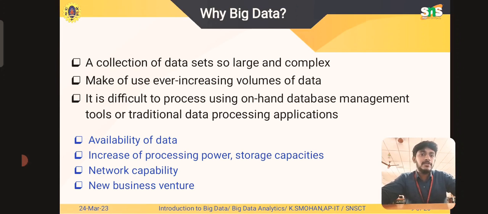Network capability and new business ventures can be increased. Then the increase of processing power and storage capacity can be done only with the help of big data.